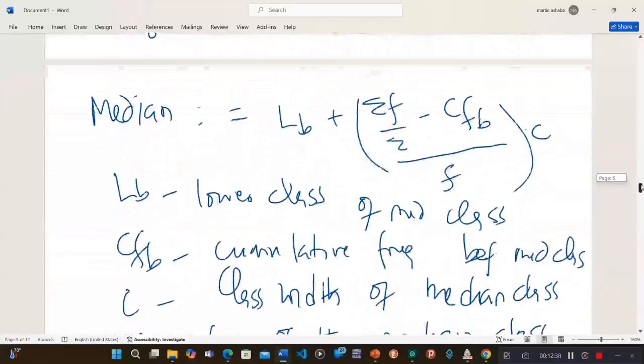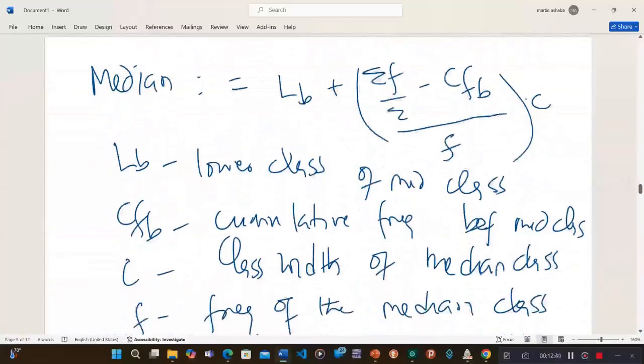So what is median? Median also is calculated by this formula: LB plus sum of frequency divided by 2 minus cumulative frequency before, divided by frequency of the median class, times the class width of the median class. So LB is the lower class boundary of the median class, then the cumulative frequency before.